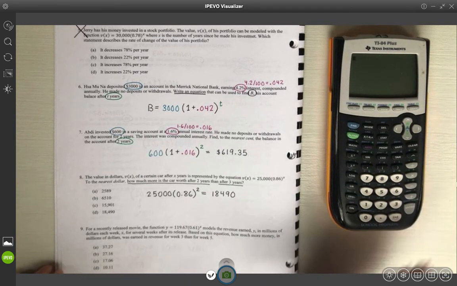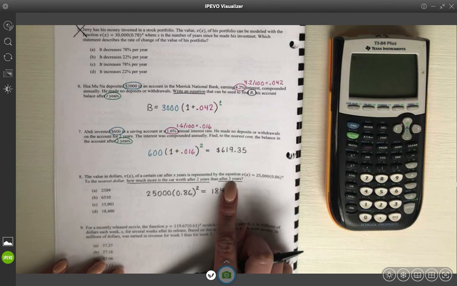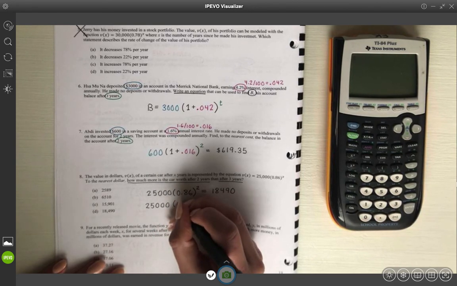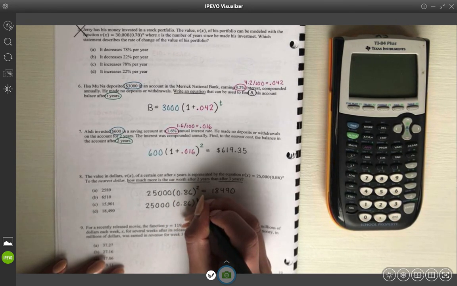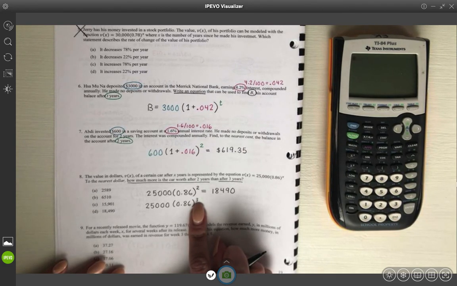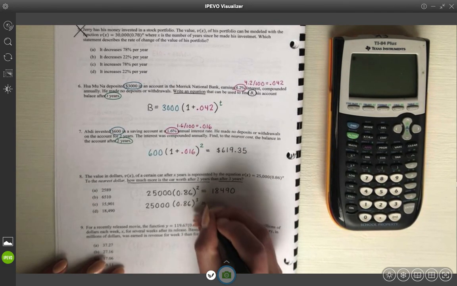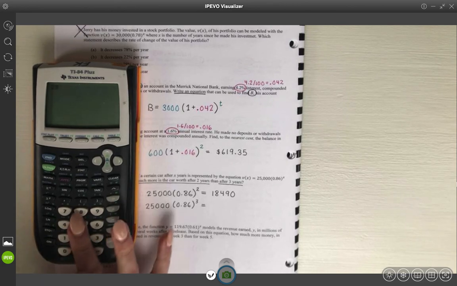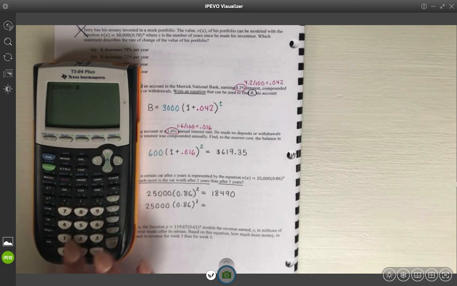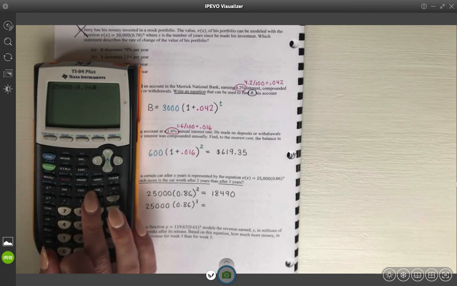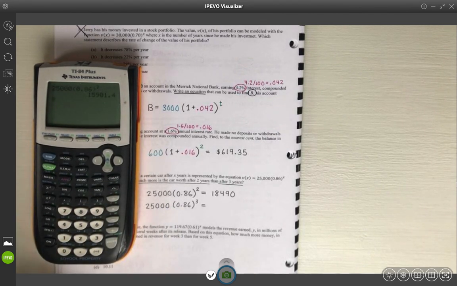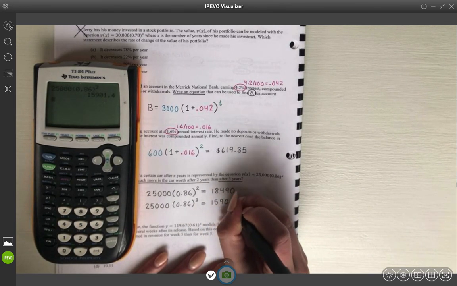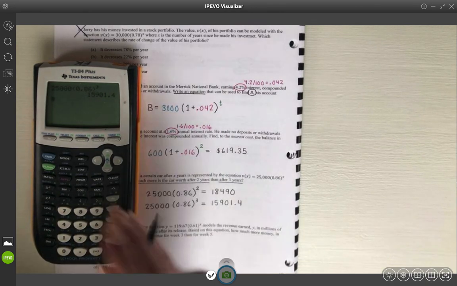Okay, well now we need to know how much is the car worth after 3 years. So now we're going to take the same equation, but this time we're going to sub in 3 years where the time goes. So let's type this into our calculator. We have 25,000 times 0.86 to the third power. So after 3 years, the car is worth $15,901.40.